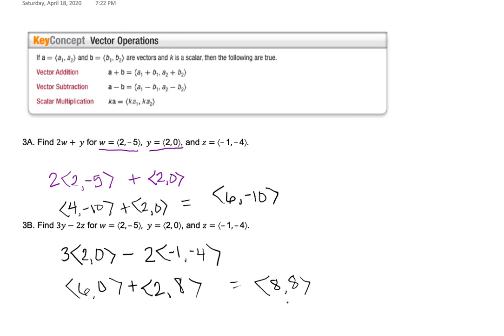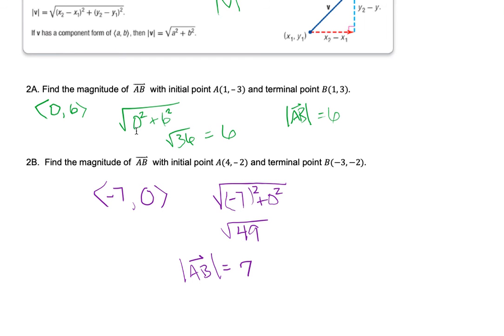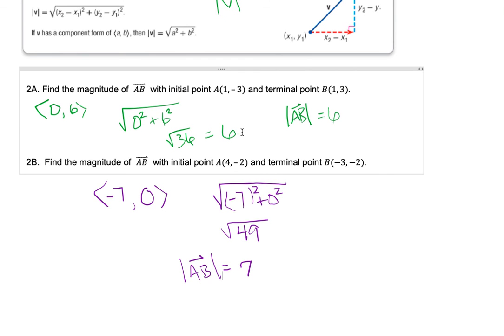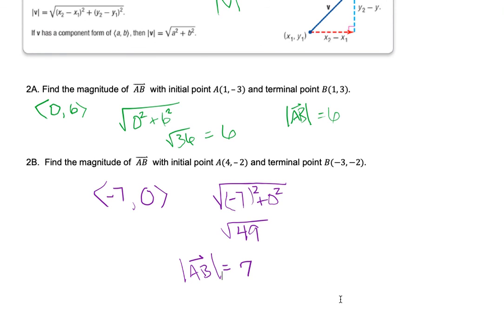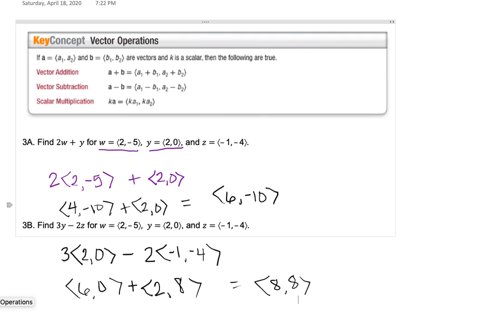I'd like to point out, if I flip back to the magnitude, I know these ones worked out nicely, so you had whole numbers, 6 and 7, but you may end up with decimals and stuff, so don't be surprised if that happens. I think you'll be fine on your assignment. Let me know if you have any questions, but these are very similar to the first 3 examples in your book.